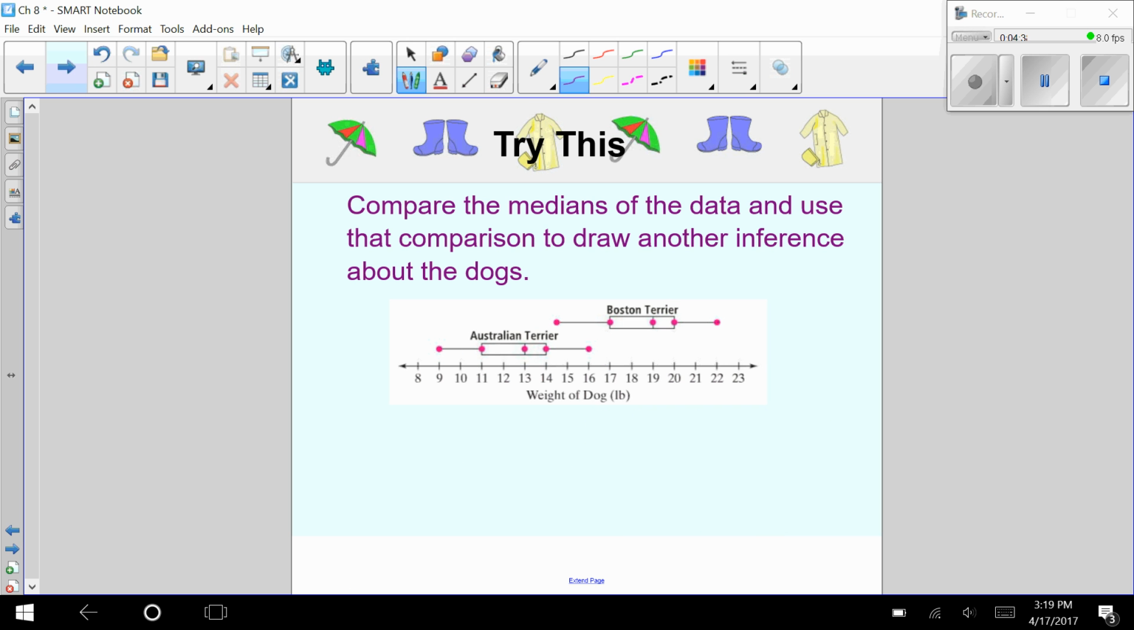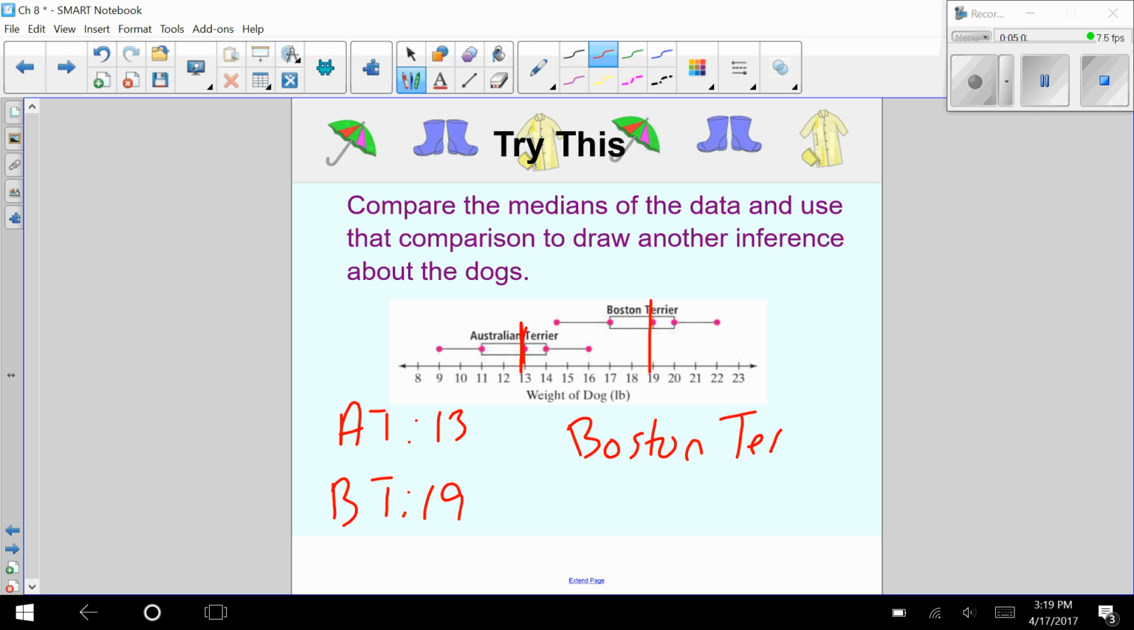All right. Look at this one. I want you to compare the medians of the data and use that comparison to draw another inference. All right, for this one, Australian Terriers have a median of 13. Boston Terriers have a median of 19. So one inference we could make is that Boston Terriers usually weigh more than Australian Terriers. We want to say usually way more than Australian Terriers.